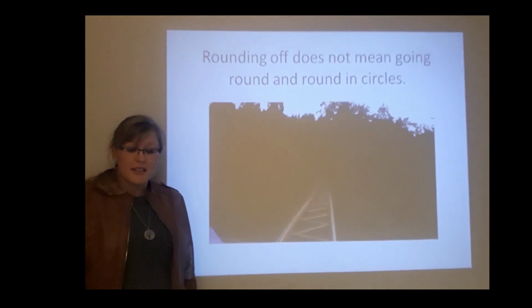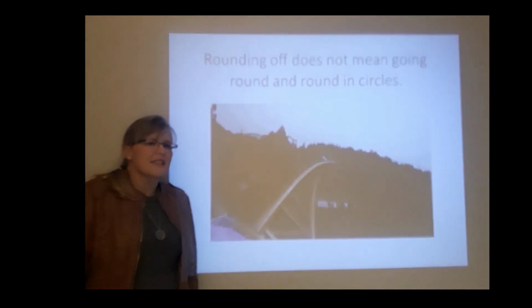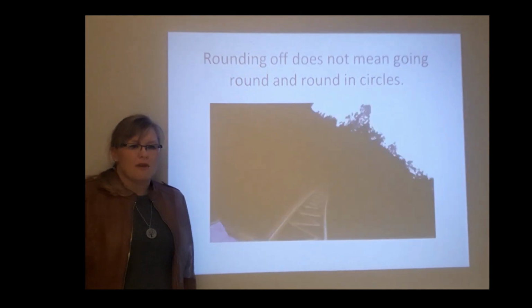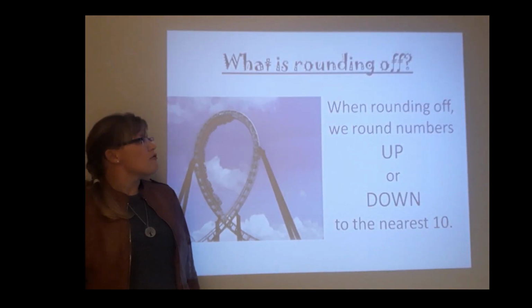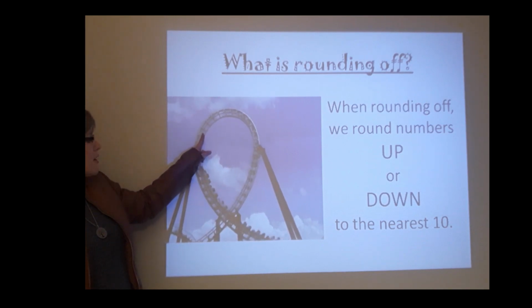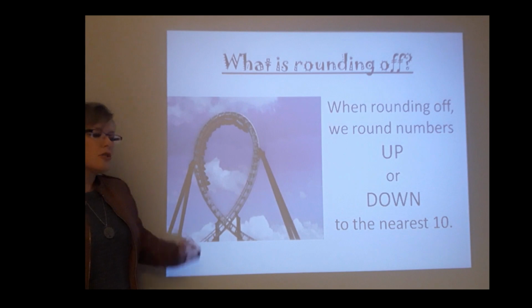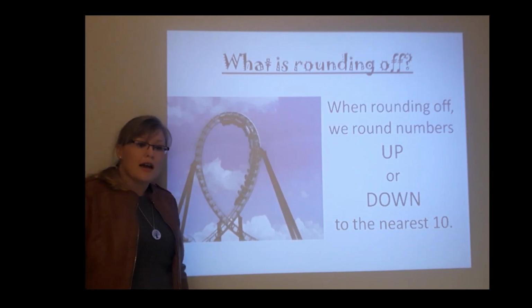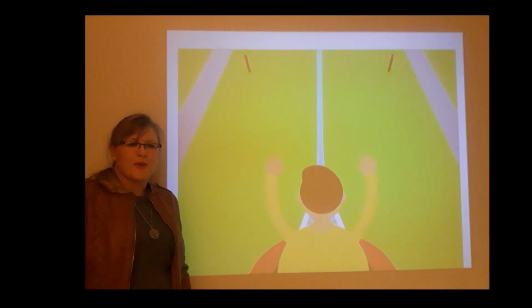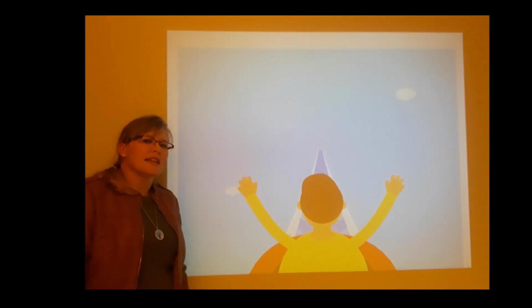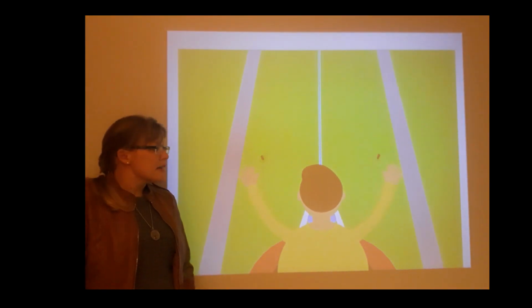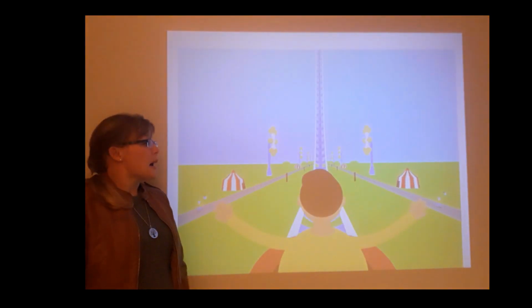So, rounding off does not mean going around in circles over and over. That would make me very dizzy. No, rounding off doesn't have anything to do with circles, but it does have to do with the number 0. So what exactly is rounding off? When rounding off, we round numbers either going up, like the roller coaster did, or coming down to the nearest 10. When we are counting in tens, 10, 20, 30, 40, 50, 60, 70, 80, 90, 100, they all end in a 0, and that is important. 0 or naught tells me my answer.